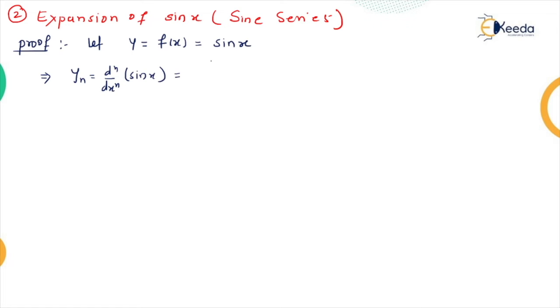And you know very clearly the nth order derivative of sin x is sin of x plus n pi divided by 2. That is y_n. Now I am replacing x with 0, so y_n of 0 is sin of n pi divided by 2.